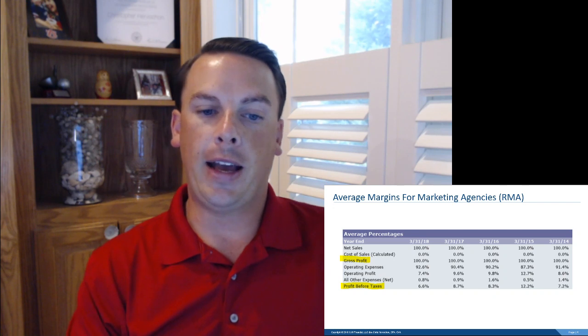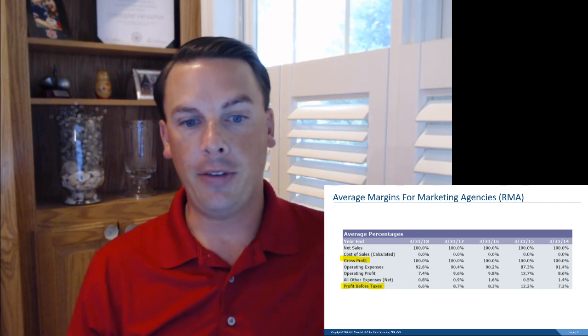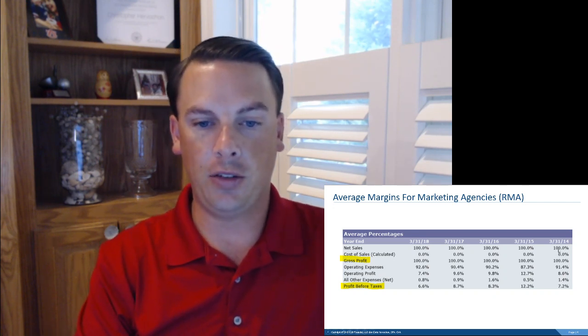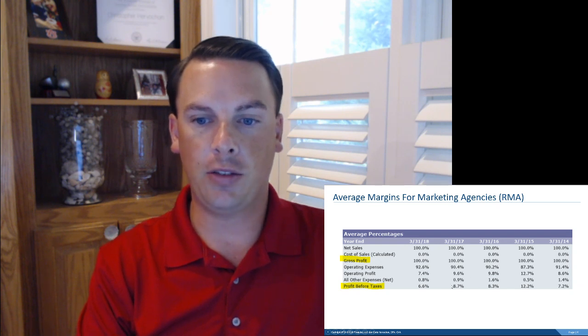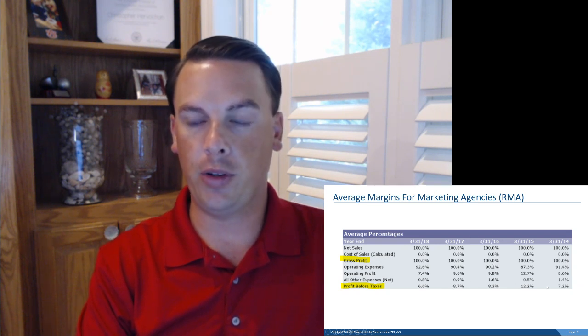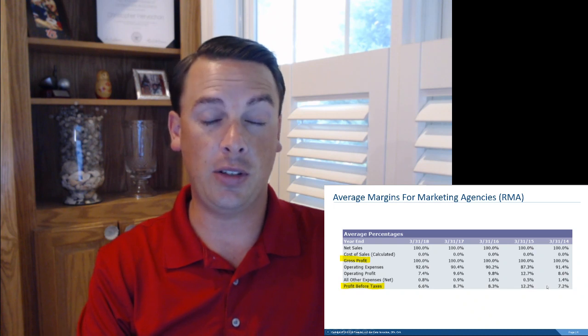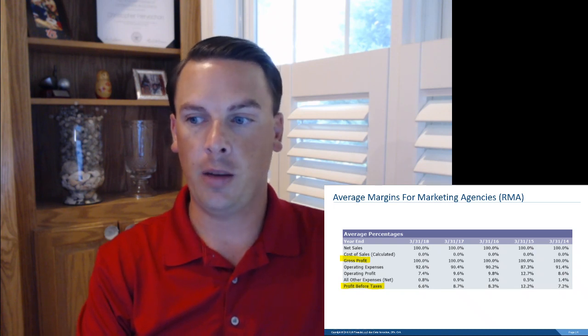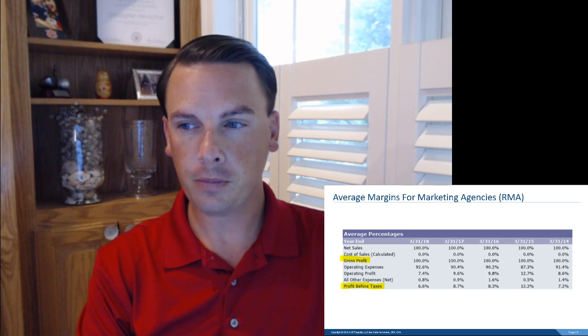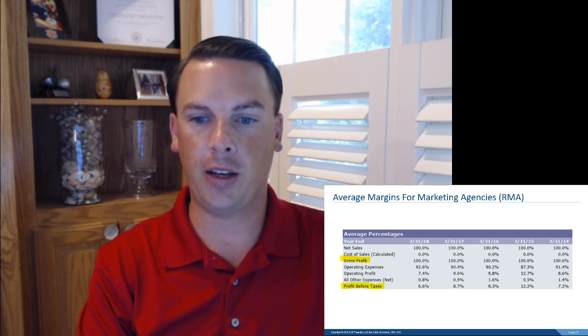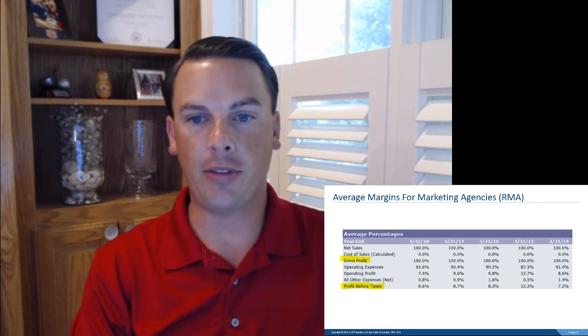So really what we need to look at here when we're going to compare RMA to ProfitSense is the profit before taxes. This is your net margin. You'll see it's trended down from 7.2% in 2014 down to 6.6% in 2018. So about a point lower, half point lower. You see 2015, 12.2%. It's almost half of that in 2018.